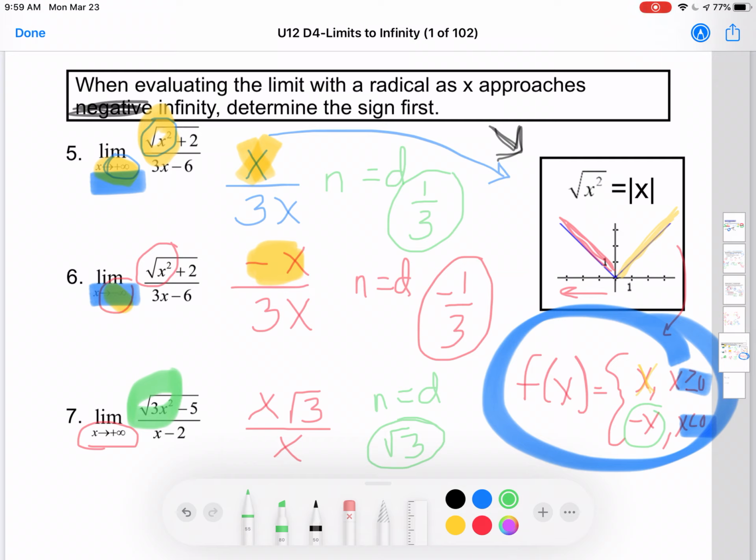All right, we're getting through limits. At least the next unit after this one is definitely easier. I think this is probably the hardest one.